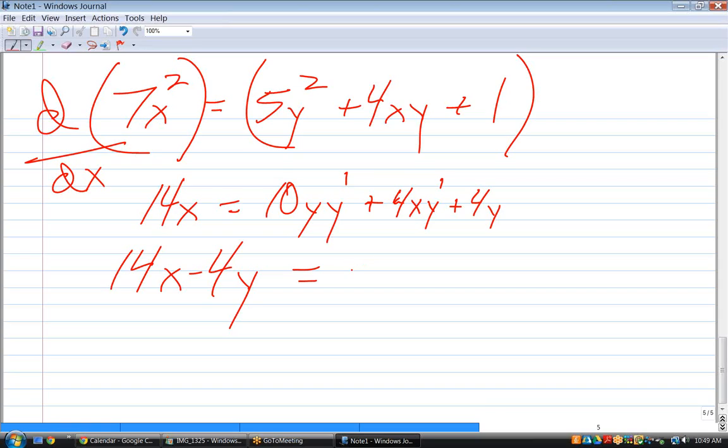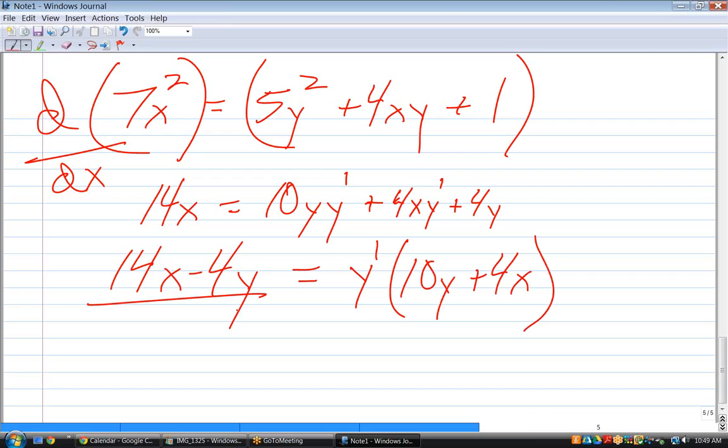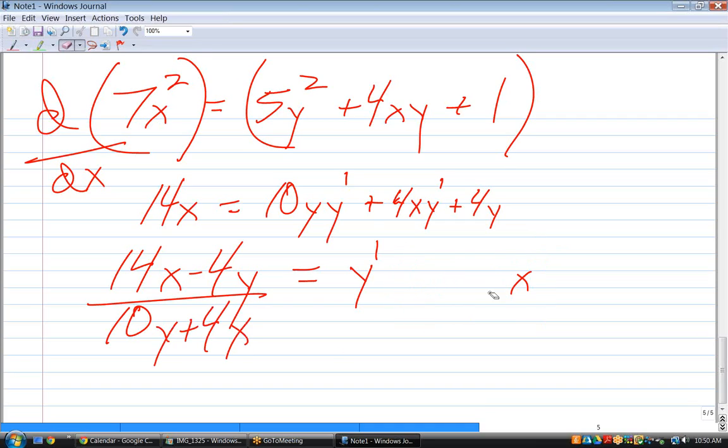Factor out the y prime. Okay, leaving 10y plus 4x. And then divide both sides by 10y plus 4x. There's your y prime. Well, almost. In other words, I can divide top and bottom by 2. So there's your answer: 7x minus y divided by 5y plus 2x.